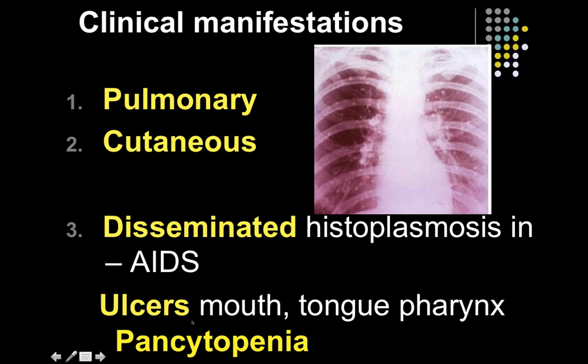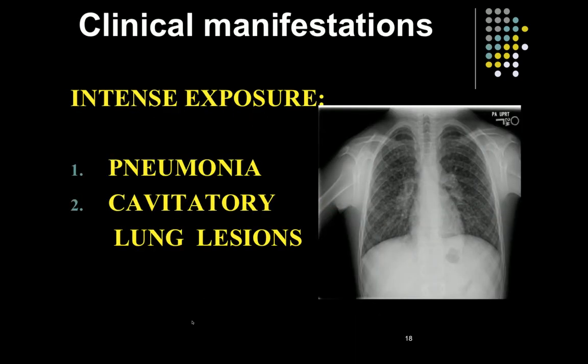Now, coming to the clinical manifestations separately. This organism, as I said, can spread throughout the body. Mostly the patients remain asymptomatic, or if there is formation of small granulomatous lesions, they heal by calcification and are missed. However, with intense exposure, especially people who are working in chicken houses or bat infested caves, pneumonia and cavitary lung lesions may become clinically manifest.